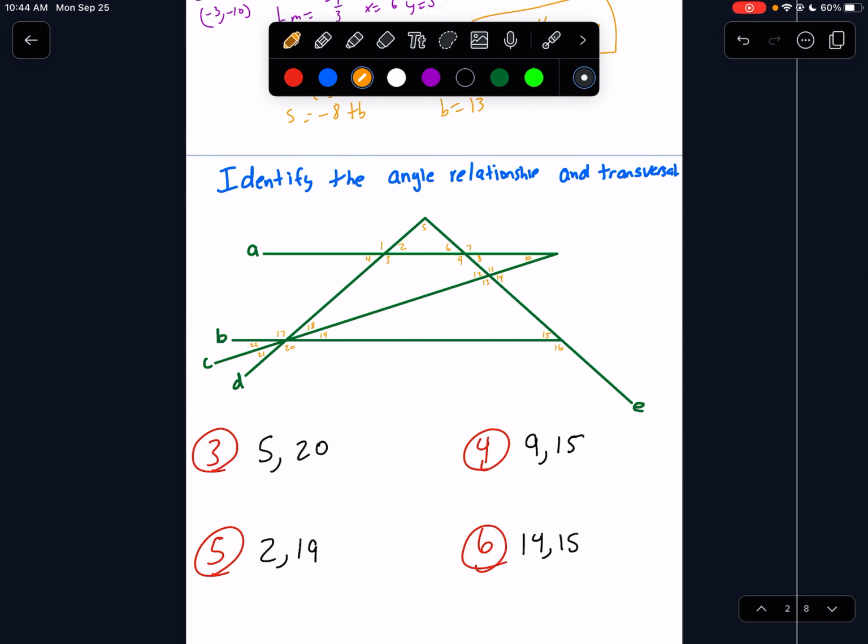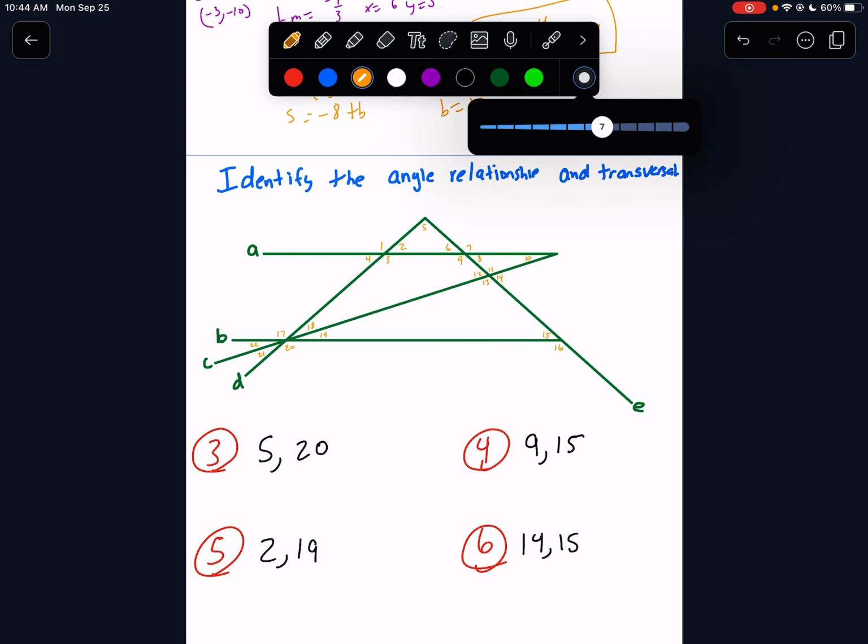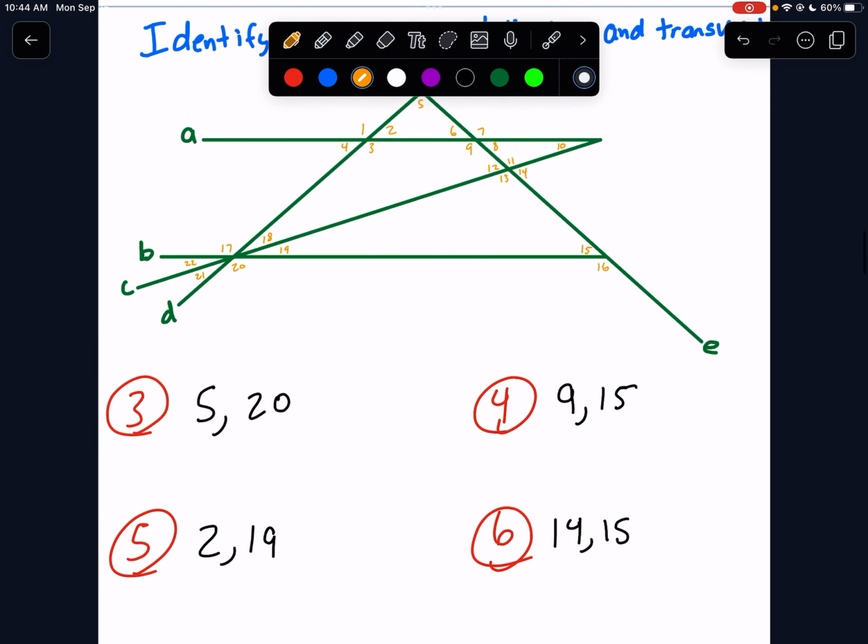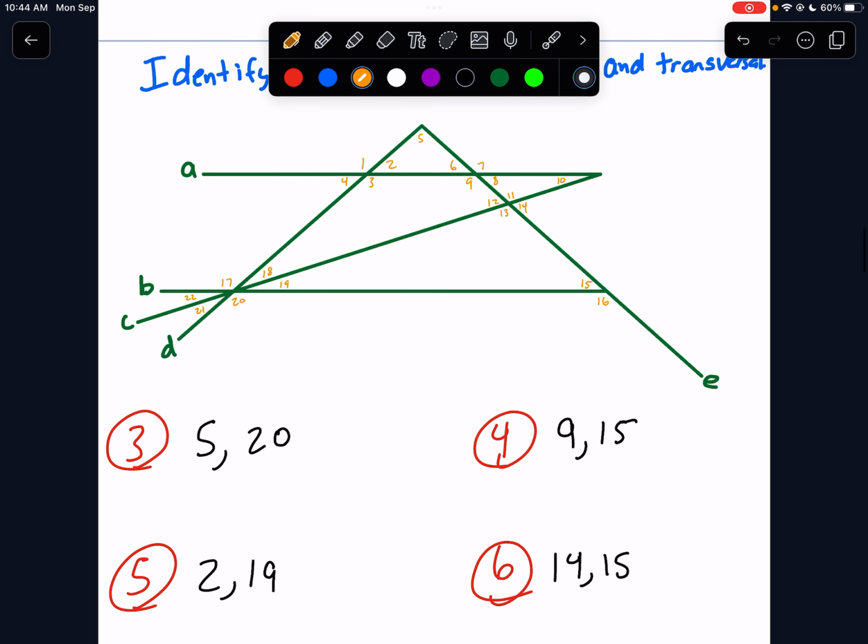Identify the angle relationship and the transversals. Okay, I've gone over lots of strategies on problems like this, but we have angle 5 and 20. One way you can do it is trace the angle, put the dots, trace the angle, put the dots. This is the line that has 2 dots on it, so that's our transversal. Here's the other line for 20. Here's the other line for 5. I am not going to go through that whole process every time, but you have to have some way that works for you. But those are on the same side, one in, one out, which makes them corresponding angles.